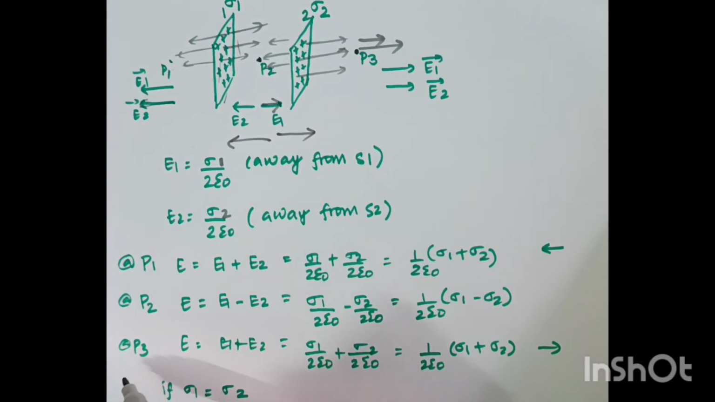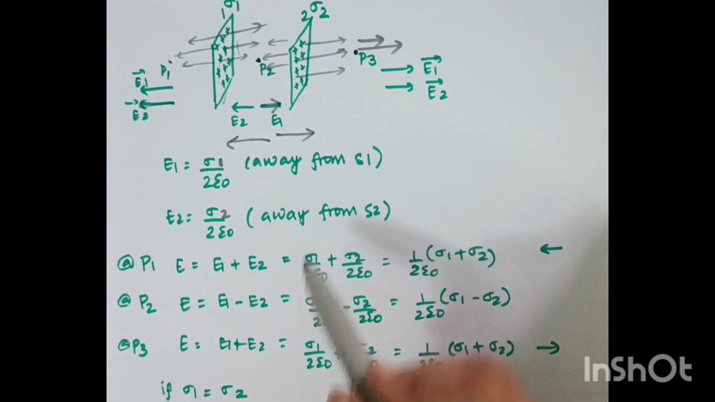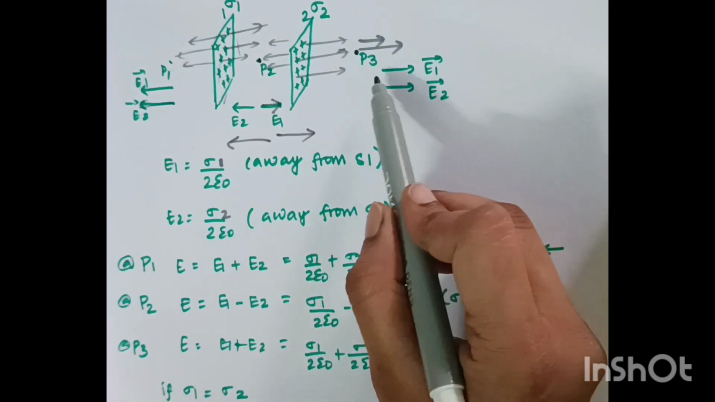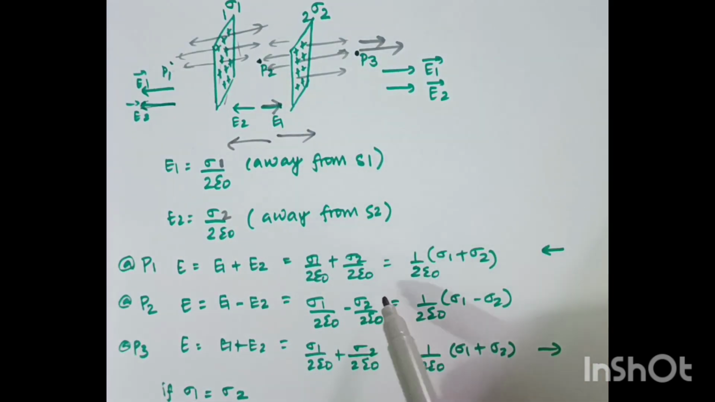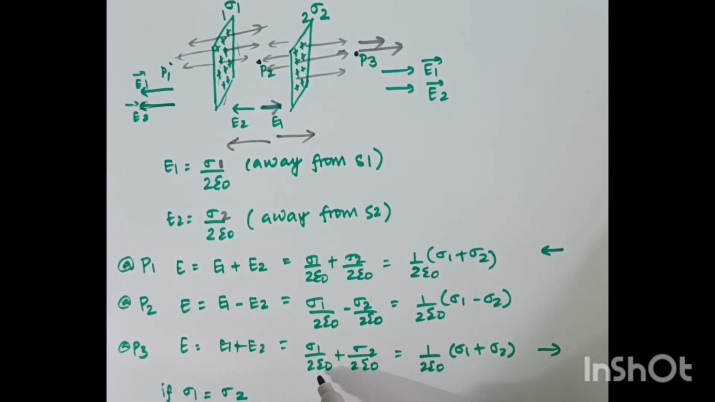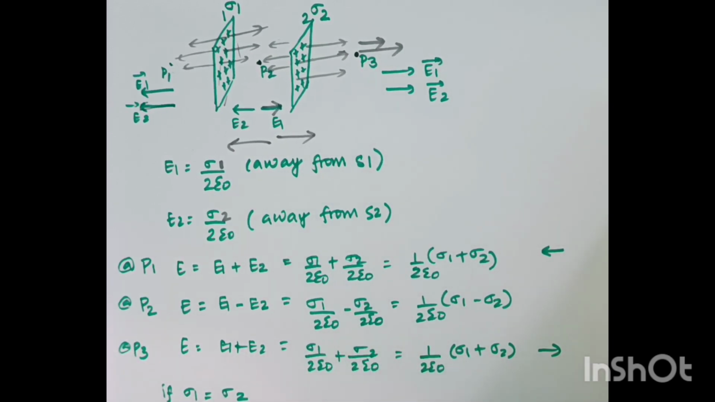If we take point P3, at this point E1 and E2 are both directed in the same direction. So if they are in the same direction, we have to add them, that is sigma 1 by 2 epsilon naught plus sigma 2 by 2 epsilon naught. That is the value of the electric field at this point.